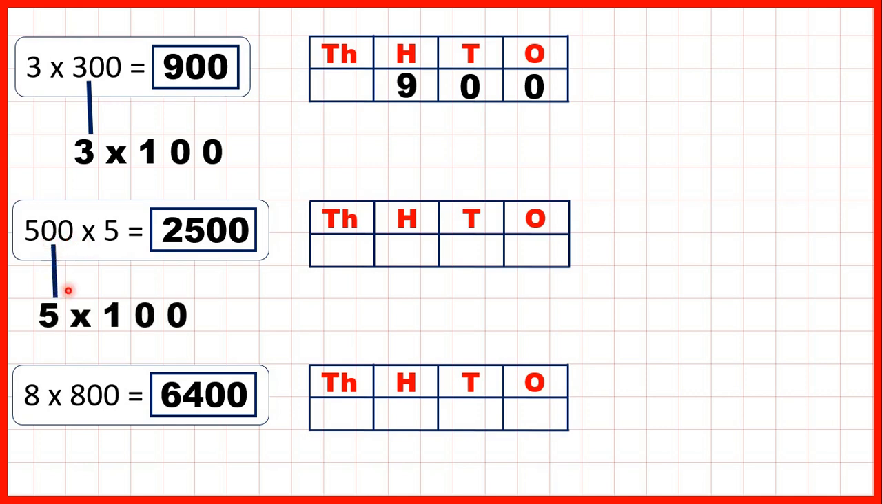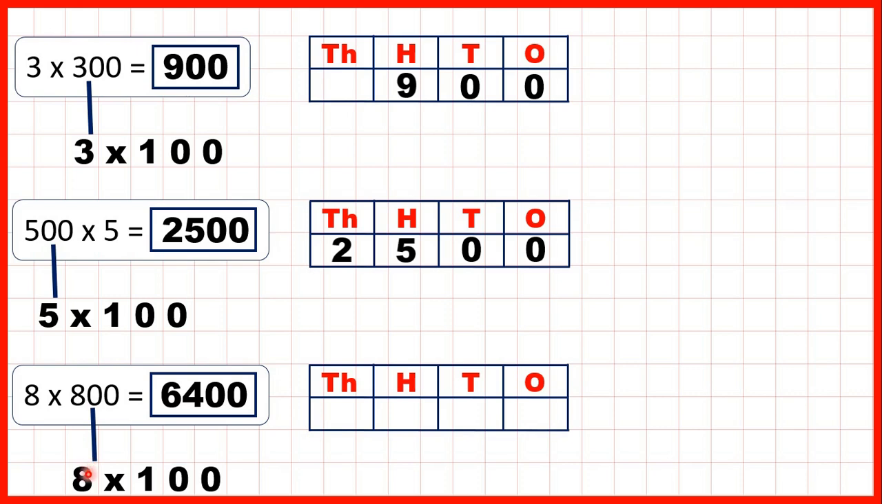Now 500 is 5 times 100, but we can multiply in any order. So first we can work out 5 times 5, that's 25, and then we can multiply by 100 by moving the digits 2 place values to the left and writing zeros in our empty place values. And that's why we can multiply the non-zero digits in the question and then put 2 zeros on the end of our answer. Now we had 8 times 800.